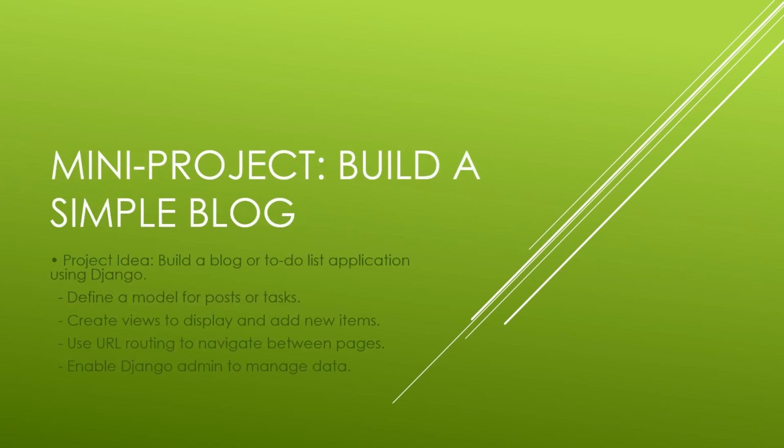As a mini project, let's consider building a simple blog application. You will define a Post model, create views to display and add posts, and configure URL routing to navigate between pages. Additionally, you will use Django's admin interface to manage the posts you create.